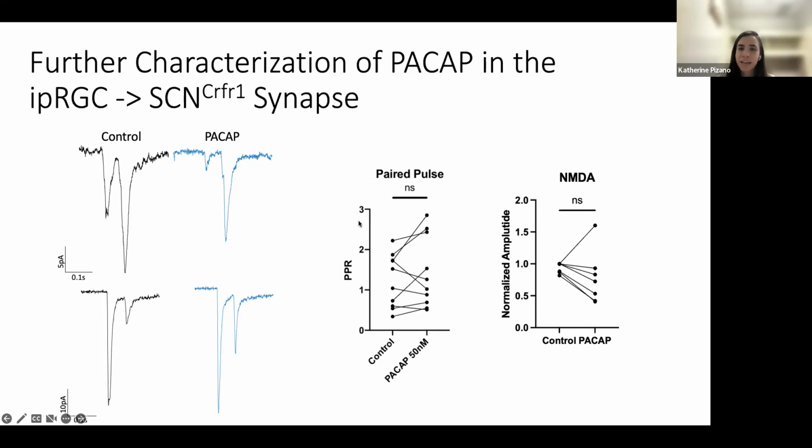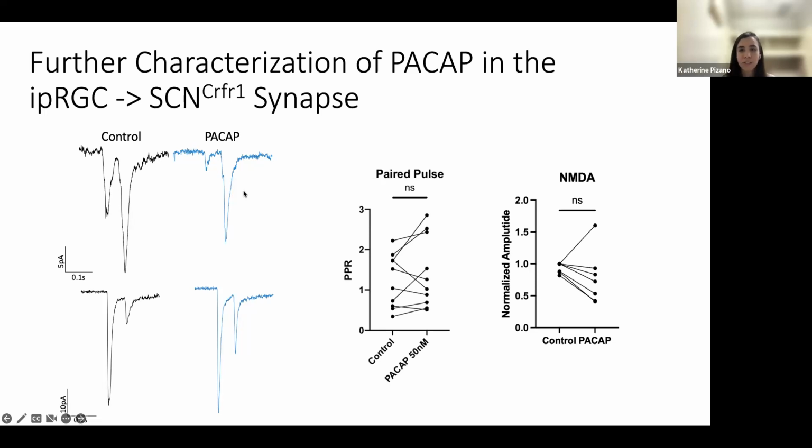this first graph, it seems that PACAP does not play a significant role here, although it must be said that given the heterogeneity of the CRFR1 cells, we suspect that PACAP could be leading to paired pulse facilitation in a subset of these cells, and this would become more evident if we increase our N.